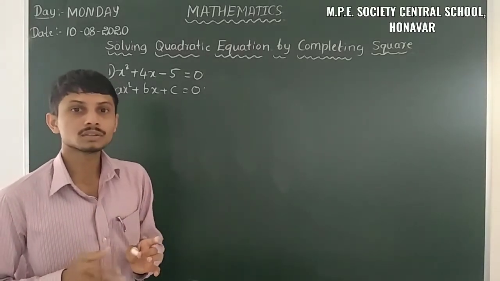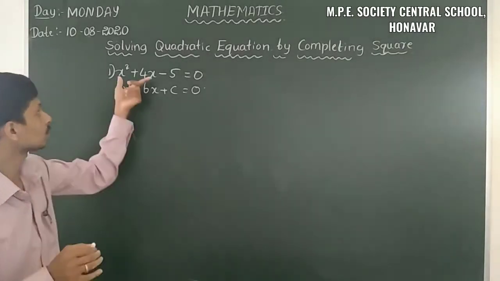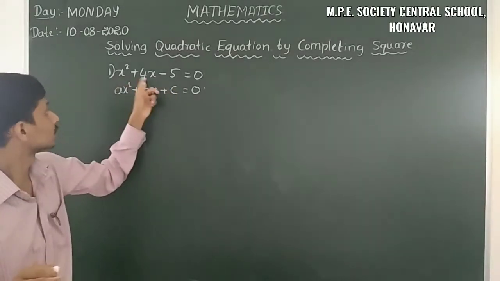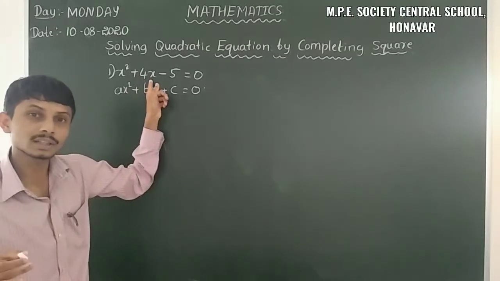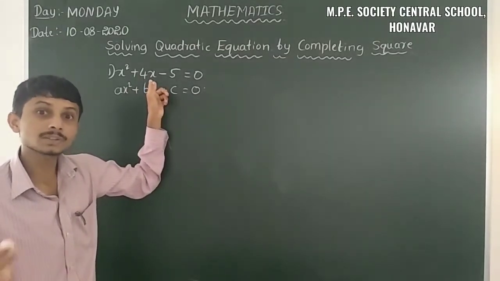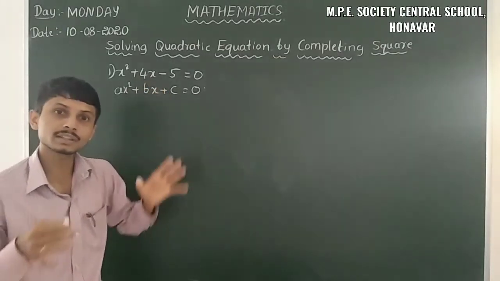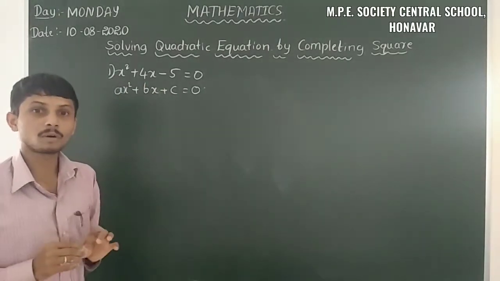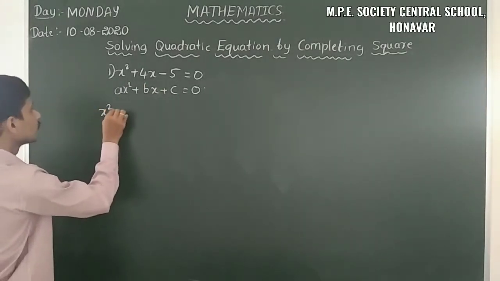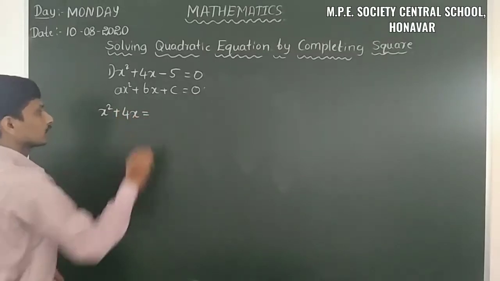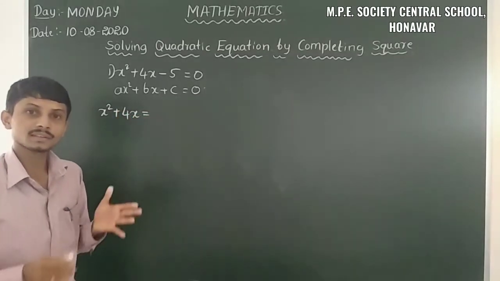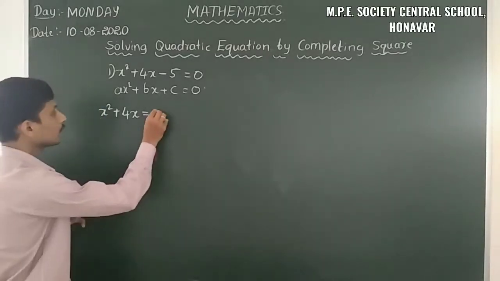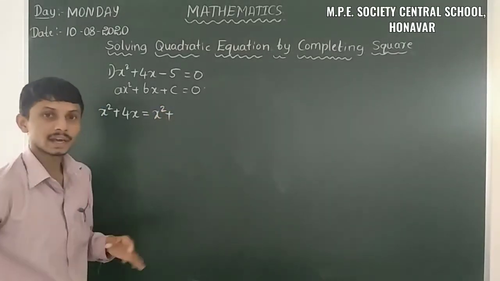How can we write that? Firstly, take the first two terms of this equation, x square plus 4x. It can be converted into the form of a square plus 2ab. Then we can convert it into the form of completing square. So firstly I will take the first two terms of the equation, that is x square plus 4x. Then I will write it in an extended form. We want x square plus 2ab. So x square is as it is, and 2ab.